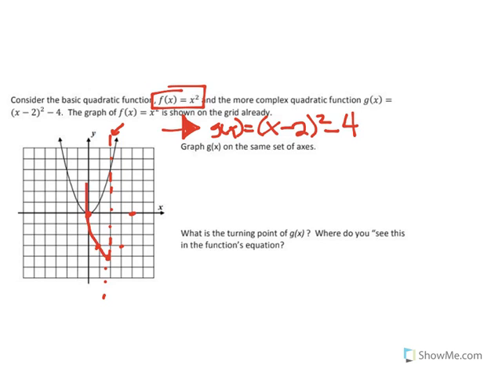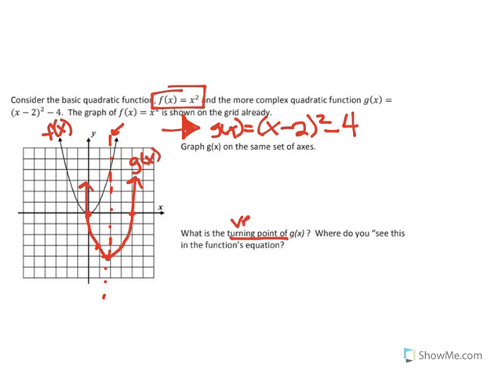Now let's graph this. Okay, so we've graphed g of x. I'm just going to label that g of x. I'll label this one f of x, just so we know which one's which. Whenever you graph more than one function on the same set of axes, you always want to label it somehow.